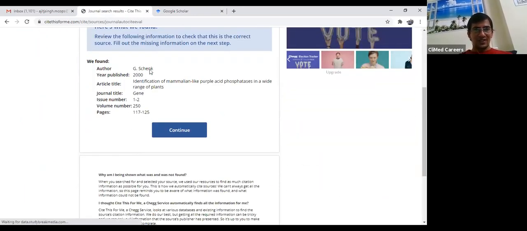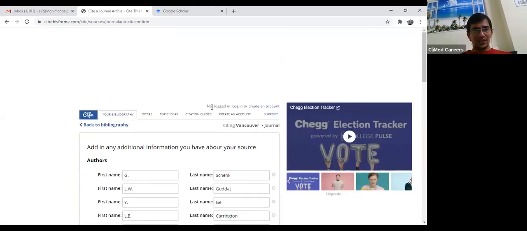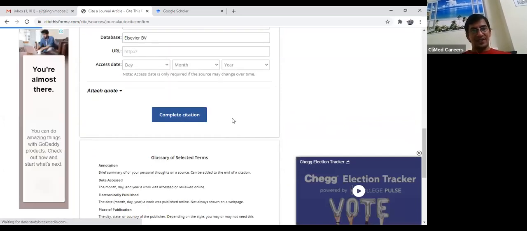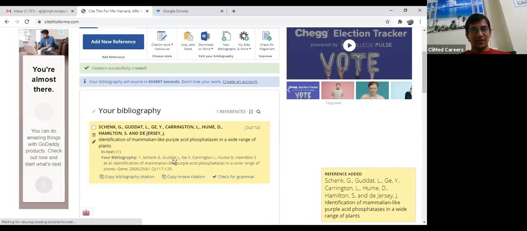The author is G Senk, published in 2000. Article title is here, journal was Gene, issue number was 122 and volume number 250, page 117 to 125. Continue, you can click on continue. Everything will come, all the authors' names, every detail will come here. Complete citation, you have to click on complete citation. It will come downside, here your bibliography is here.